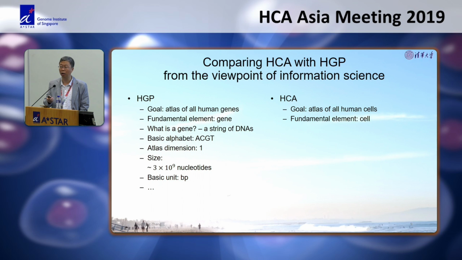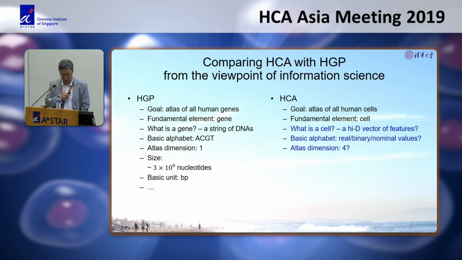There are some questions about that, but from the informatic view, a gene is a string of DNA. Although it's hard to define which part of a string may be a gene or not, generally the format is a string of DNA, with the alphabet of ACGT, and it can be arranged in a one-dimension order.